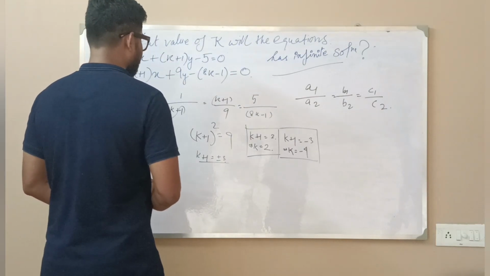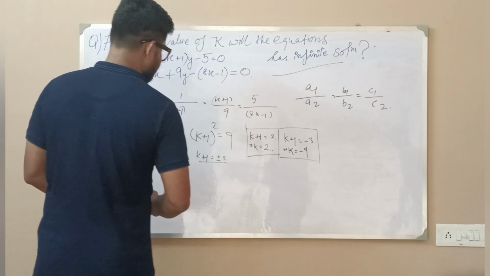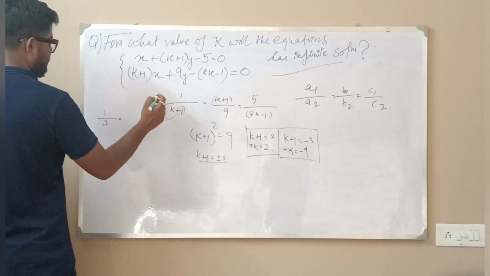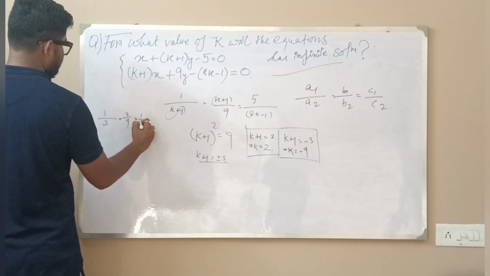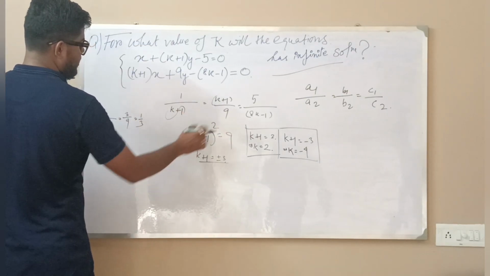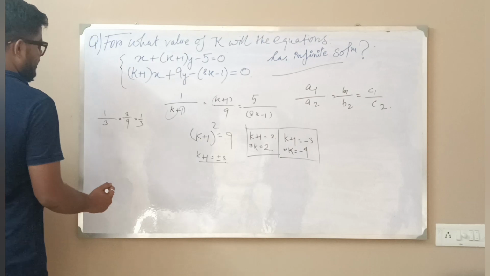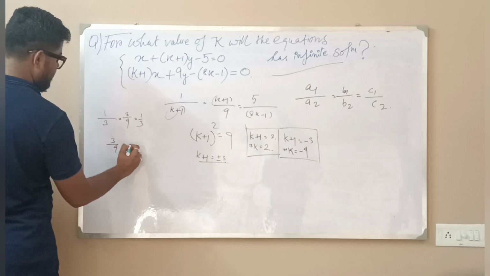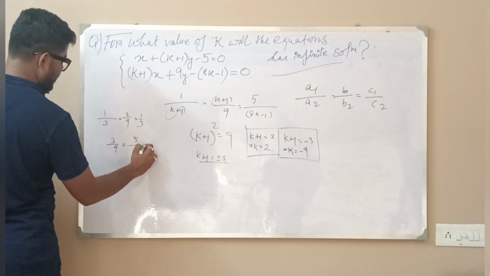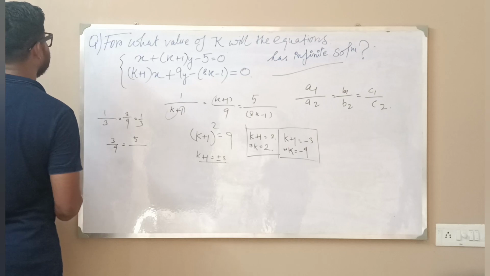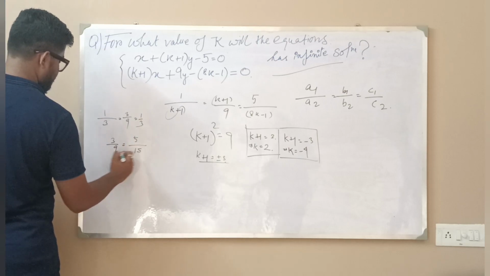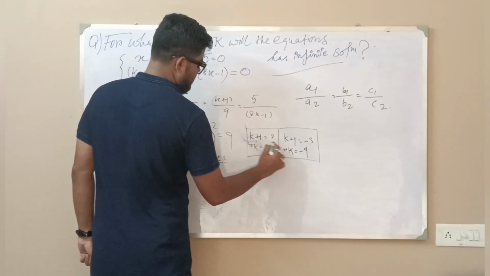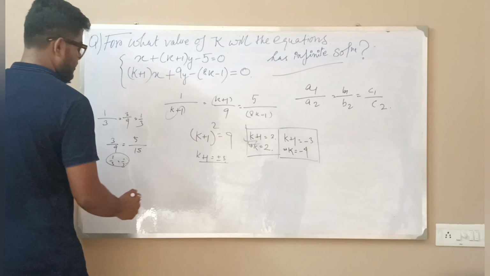Firstly we'll take these two equations. So 1 by 2 plus 1 is 3, equals 3 by 9. It's also 1/3, so these two are satisfying. Now turn for these two. 3 by 9 equals 5 by 8 times 2, which is 16, minus 1 is 15. So 1/3 equals 1/3. So this one is satisfying.